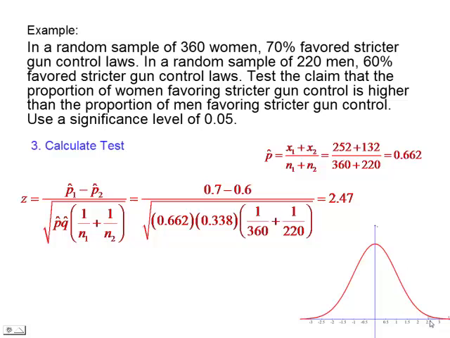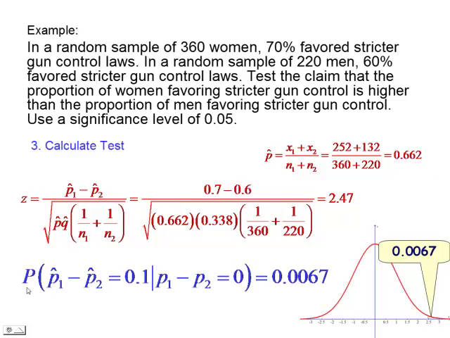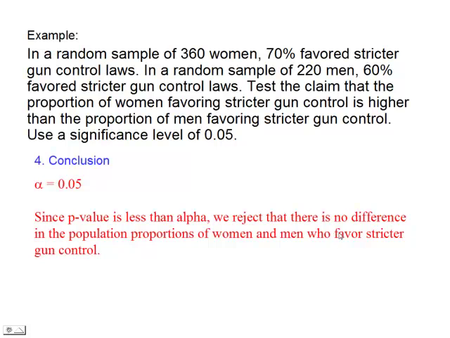So we're going to draw our line at 2.47 and shade to the right. Our p-value is 0.0067. So the probability that we get a sample proportion difference of 0.1, given that there is no difference in the population proportions, is equal to 0.0067. So our conclusion, we're given that alpha is 0.05. Since the p-value is less than alpha, we reject that there is no difference in the population proportion of women and men who favor stricter gun control.